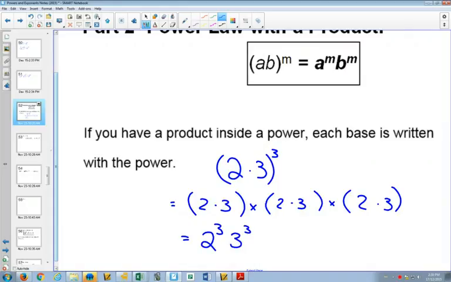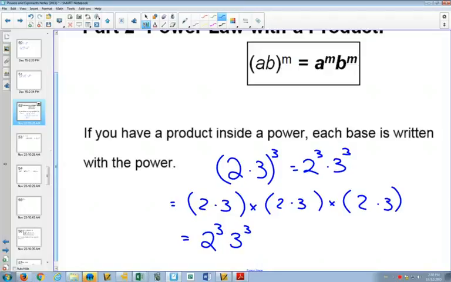So the rule says that if you have a product inside of a power, then that exponent can go to both of them. So this exponent goes to both the A and to the B. So if I have this, I could directly say this using this law. Okay?